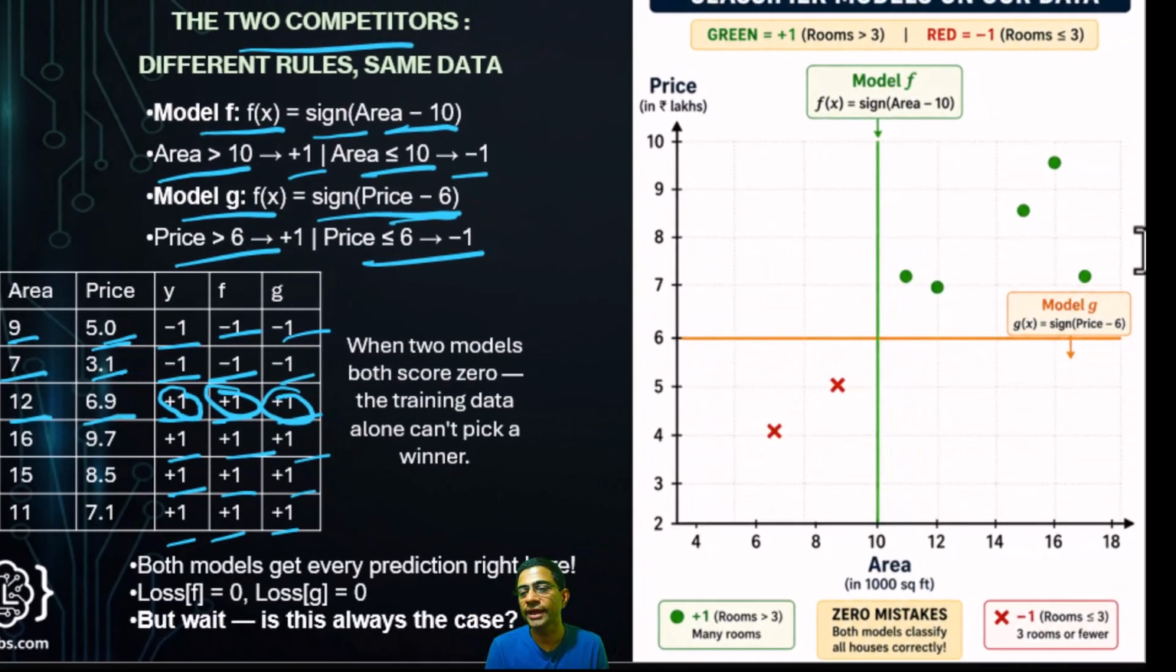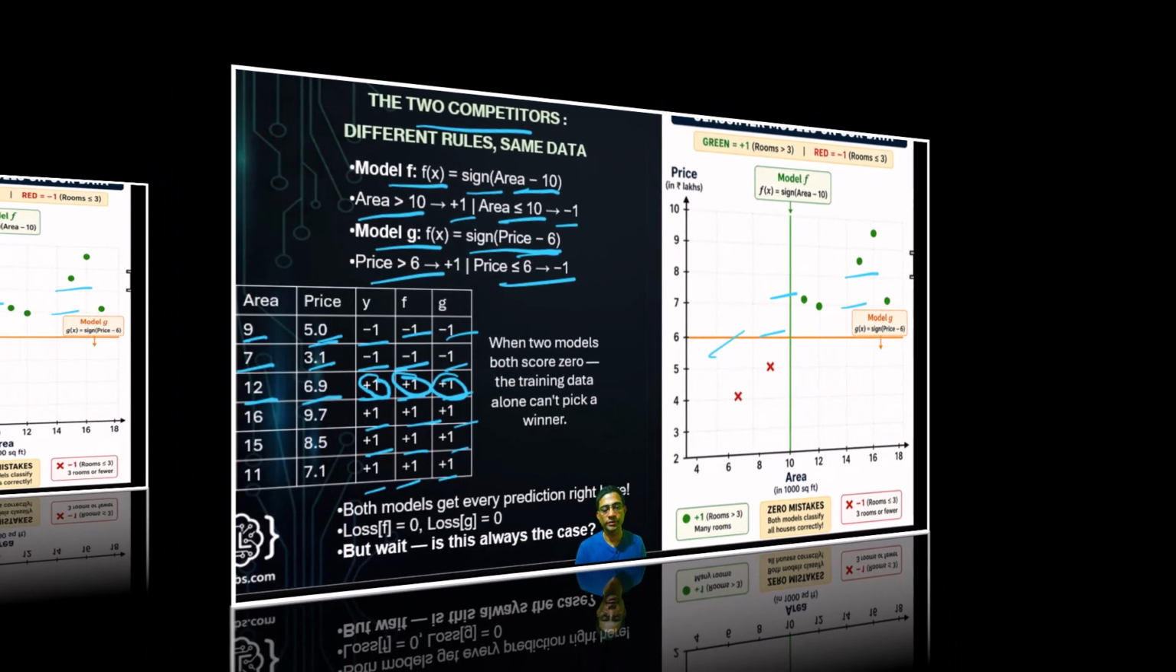If you see in the diagram, all the 6 points are on the right side, right? Plus 1, plus 1, plus 1, everything is matching. So we have both model F and model G here, and both are getting all the results 100%. So that means we need a third player, because with these 2 players, we are not getting the correct answer. So let's bring in the third competitor.